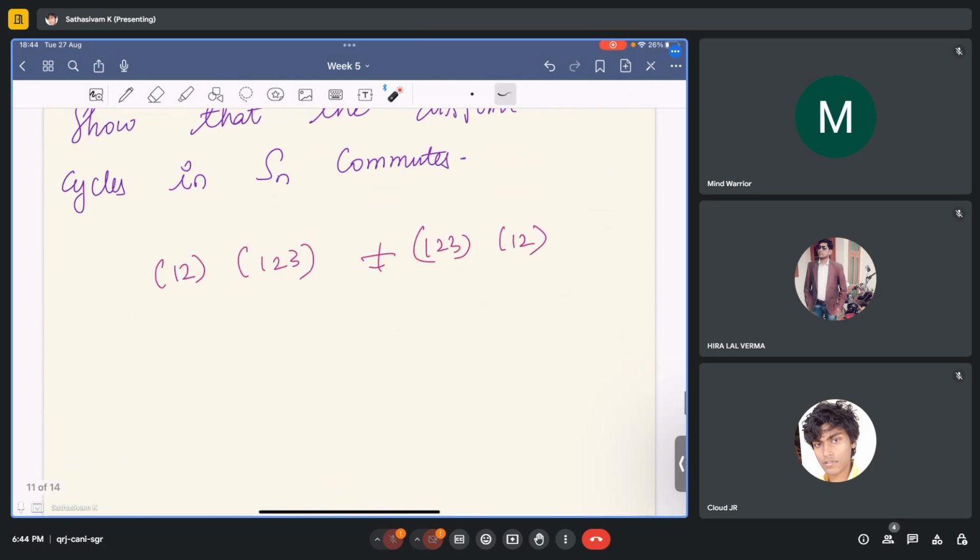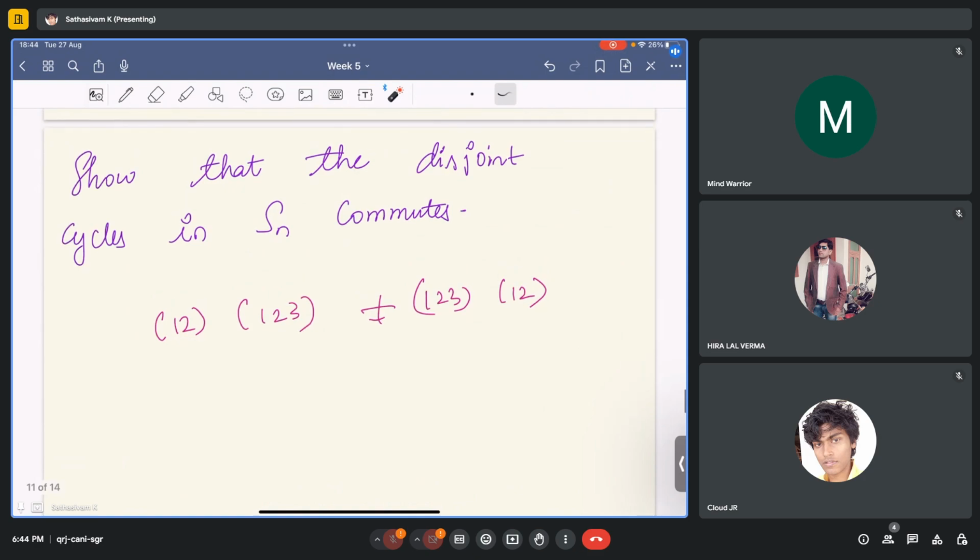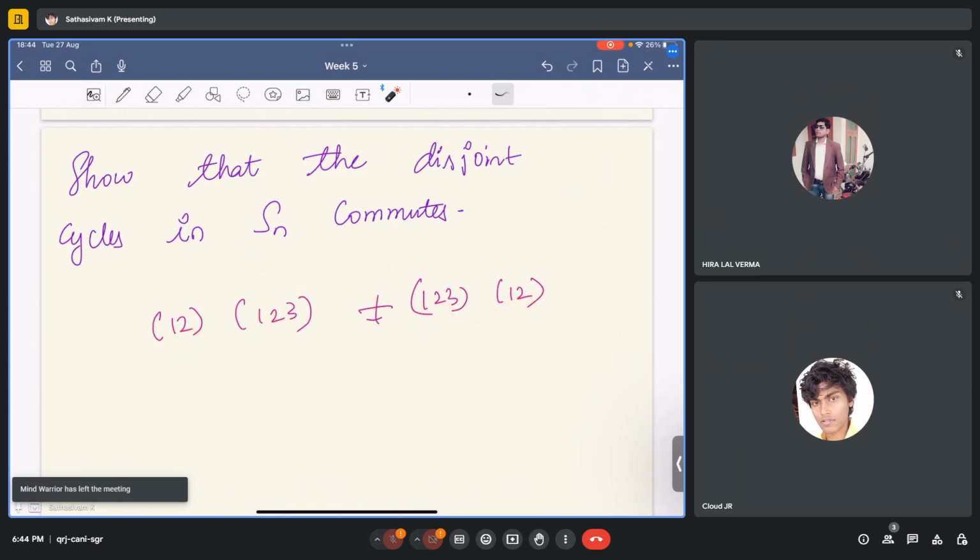So here we have just now proved that in general, if you take two cycles, they need not commute. But you can observe here, this 1 and 2 is common in both of the cycles. So this problem tells you that if you have two disjoint cycles in Sn, they always commute. So in general, it need not commute, but if you have disjoint cycles, it will commute. So let's see how you will prove it.